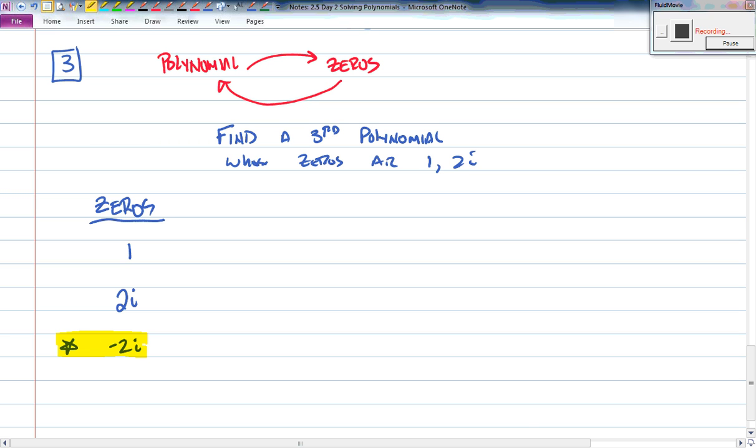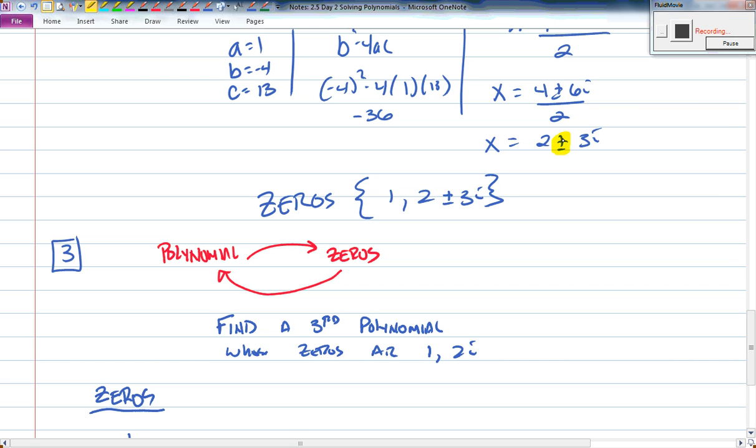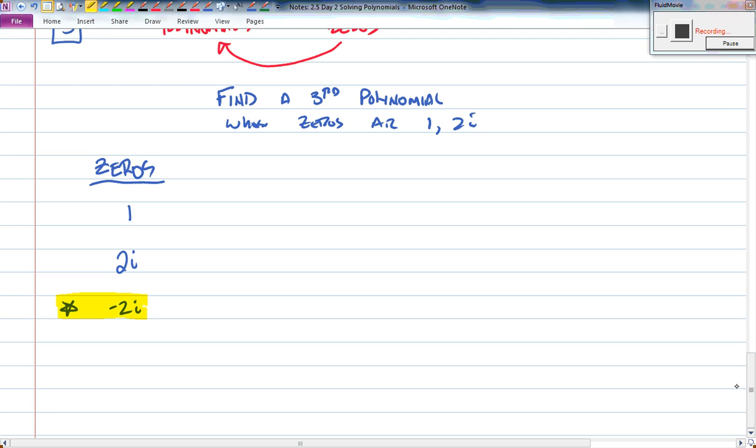This is very similar to this idea right here. Notice I have 2 plus or minus 3i. Both of those were zeros because it's a complex number and they happen in pairs. So if I'm given the fact that 1 and 2i is a 0, I am guaranteed that the conjugate of 2i, which is negative 2i, is also a 0. So now I have a list of 3 zeros. Everybody cool with that part? I'm highlighting and putting a star next to the one that we get for free.